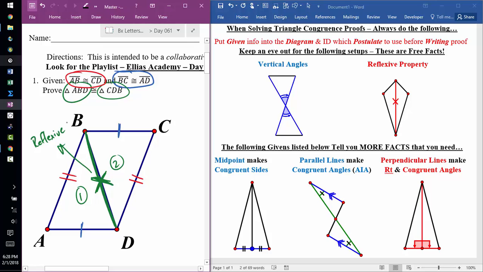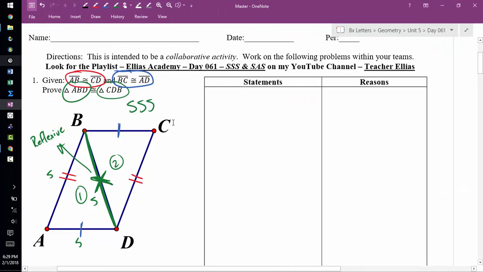All right, so now I've got 3 side facts. I know that this is going to be a side-side-side proof. And now I'm ready to write my proof. I've figured it out. Now I'm ready to make my statements.